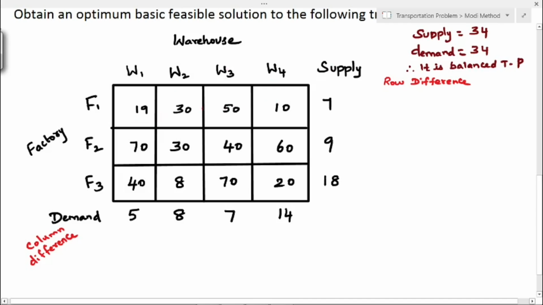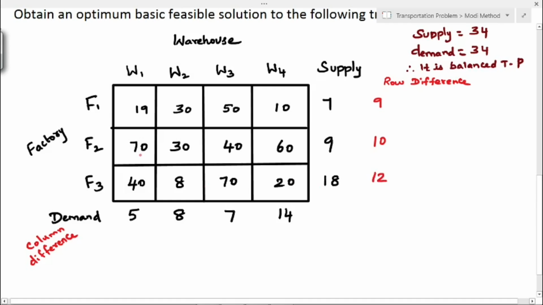So first consider the first row. In that first row we have 19, 30, 50 and 10. So the least values are 19 and 10. So first find the difference, 19 minus 10, that is 9. Next second row 70, 30, 40, 60. Least values are 30 and 40. The difference is 40 minus 30, that is 10. Next move on to third row 40, 8, 70, 20. Least values are 8 and 20. So the difference is 20 minus 8, that is 12.